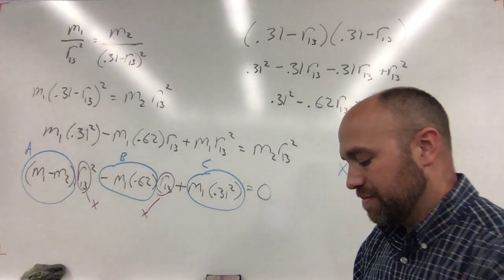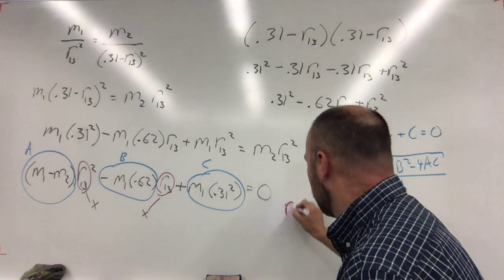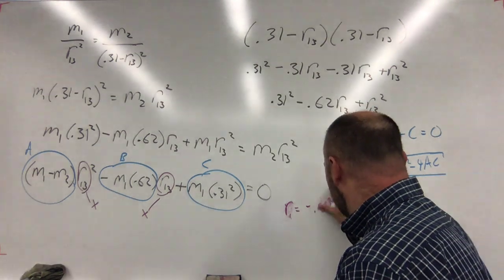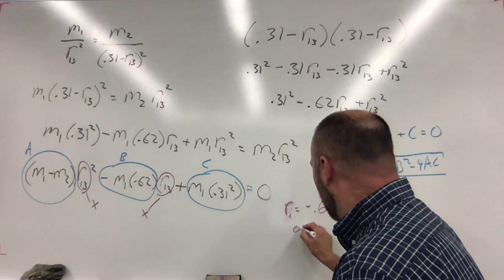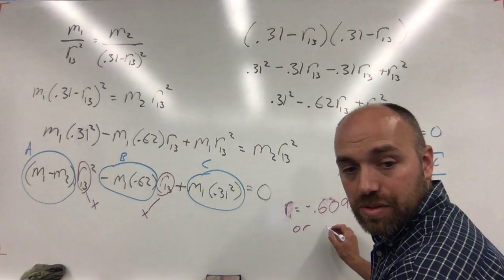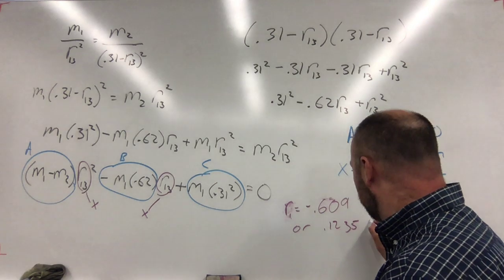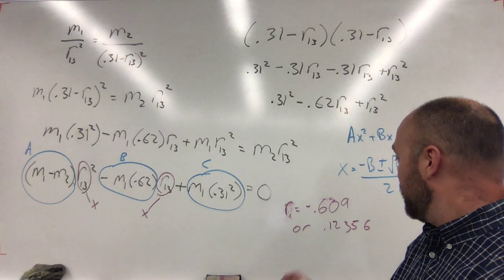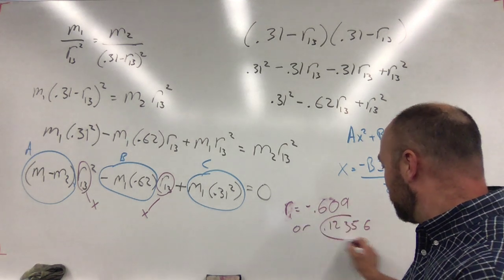I got negative 0.609 and 0.12356. Yes. Those are the same numbers I got. Okay. And obviously, negative is not the correct answer. So it's that one.